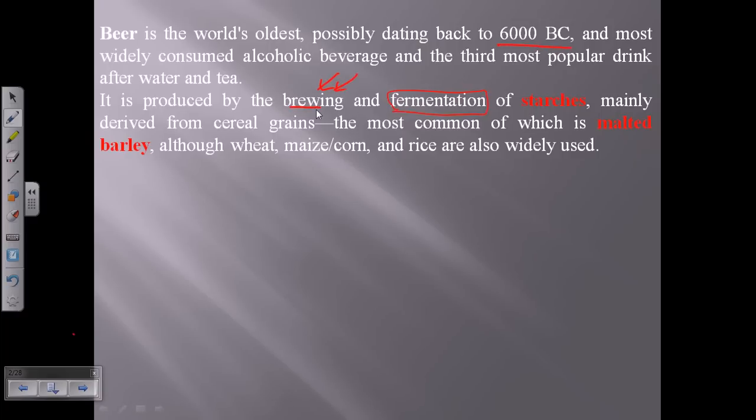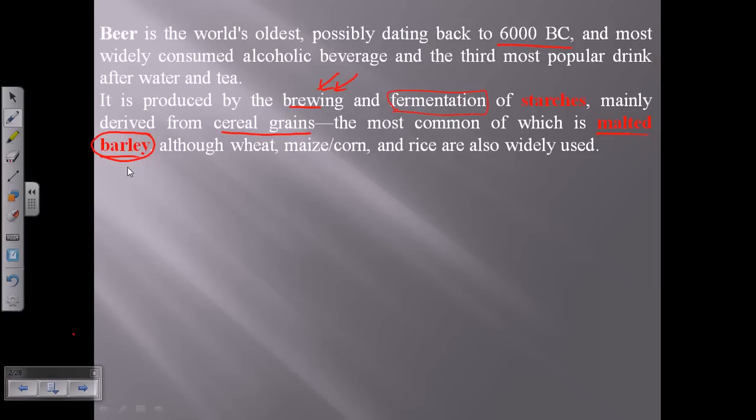When you talk about brewing, we are talking about the production of beer from starchy material or polysaccharide containing material. Usually beer is produced mainly from fermenting cereal grains. The most common of these cereal grains used for the production of beer is malted barley, right? Barley is harvested from the ground, and we allow this barley to be malted. So malt is produced from the barley by the process called malting.